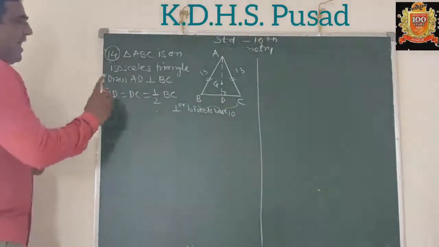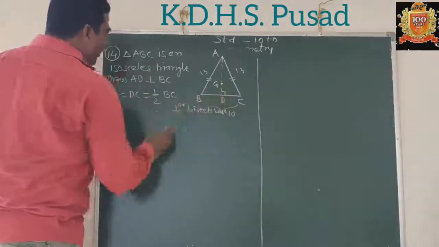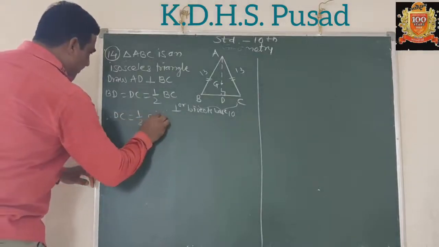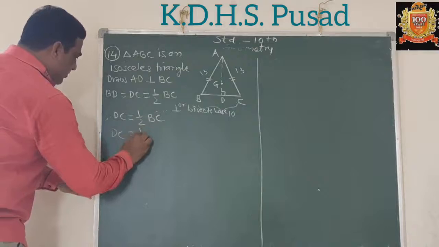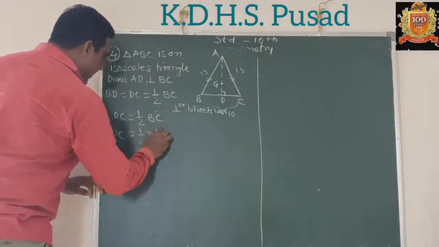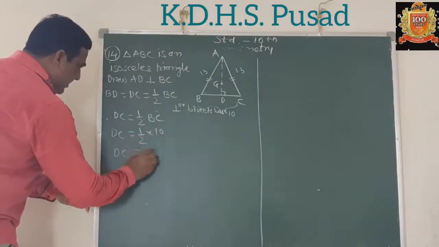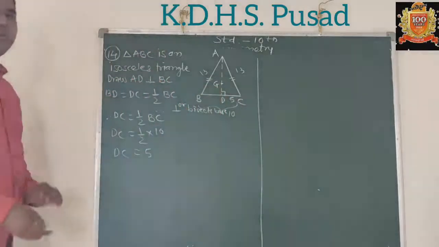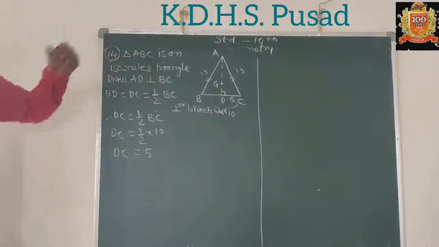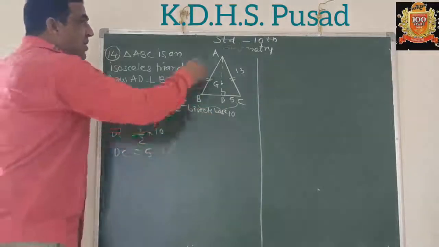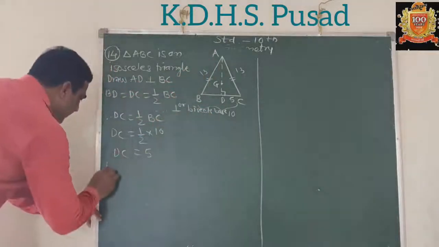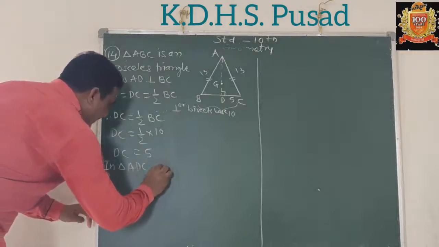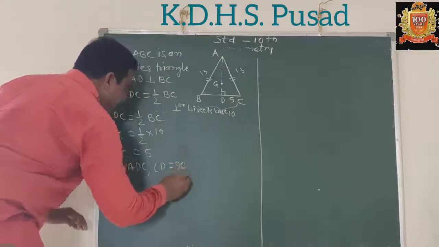Okay. So here I am finding the value of BD. Therefore, BD equal to half of BC. So BD equal to half into 10. BD equal to 5. So we got the value of BD as 5. Okay. As in your diagram, AB is 13, BD is 5. So as we have drawn the perpendicular, in triangle ABD, angle D equal to 90 degrees.